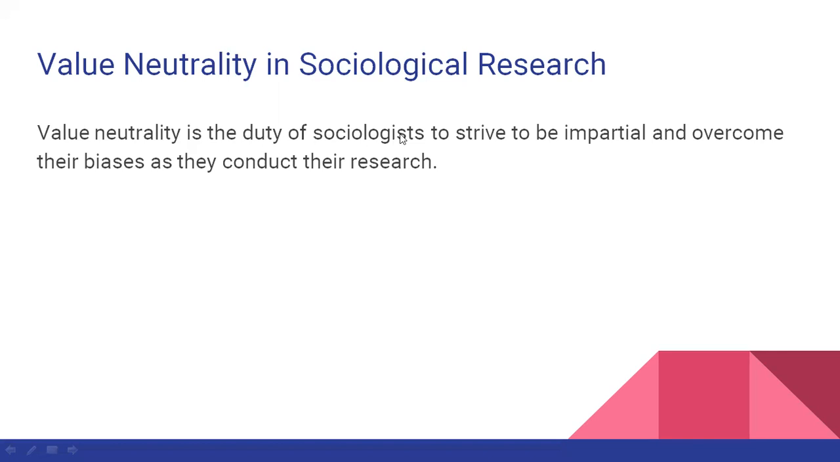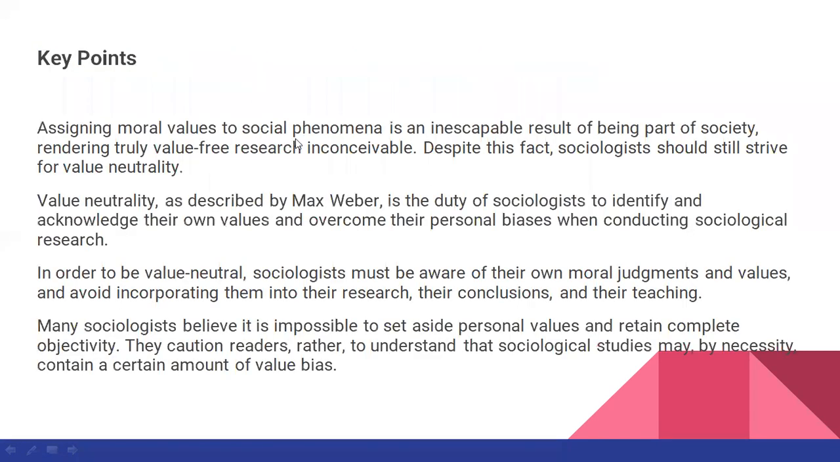So value neutrality is the duty of sociologists to strive to be impartial and overcome their biases as they conduct their research. Some points that I'm mentioning regarding value neutrality: assigning moral values to social phenomena is an inescapable result of being part of society, rendering truly value-free research inconceivable. Despite this fact, sociologists should still strive for value neutrality. Then you have to remember Max Weber. In fact, you can take it as an assignment to find out some details about Max Weber: who was he, and what he did exactly with respect to social science research.